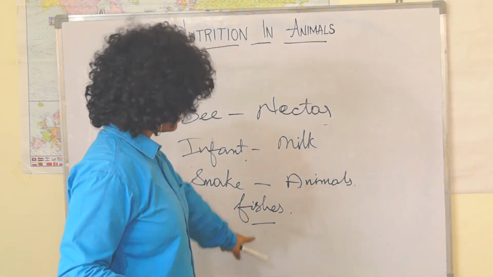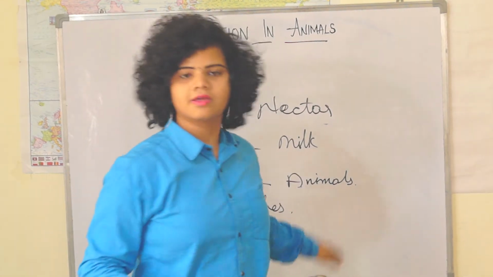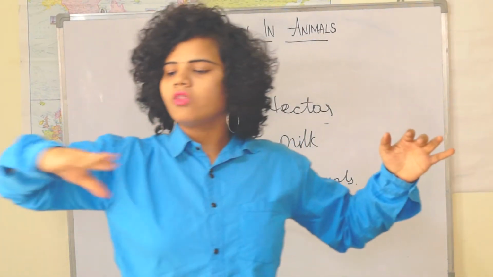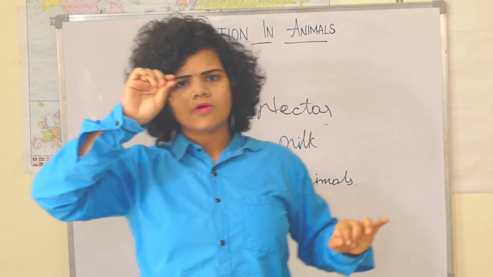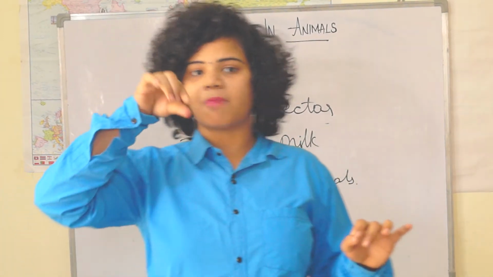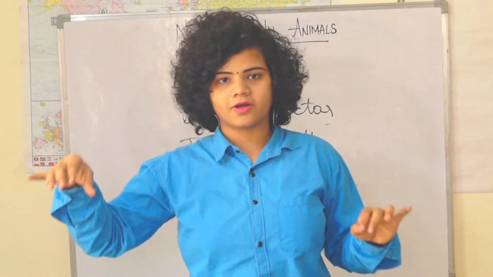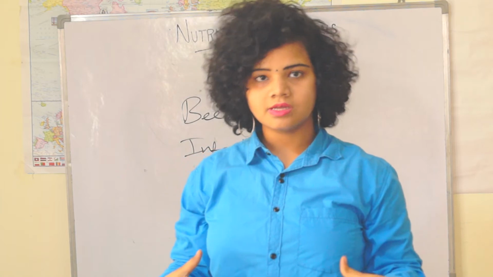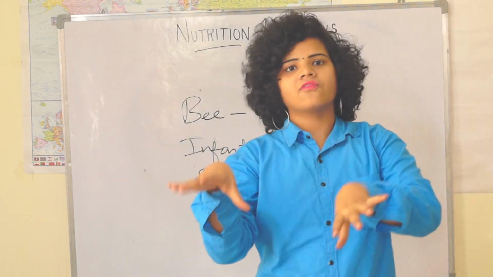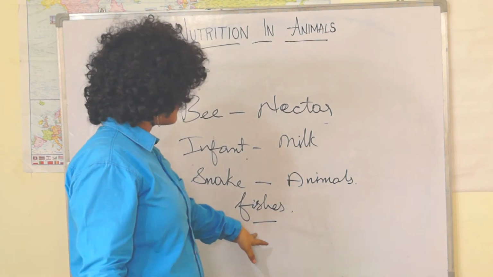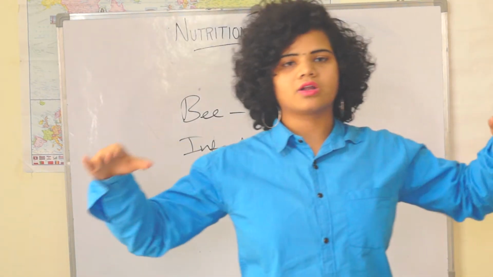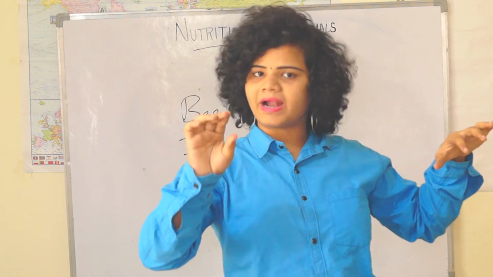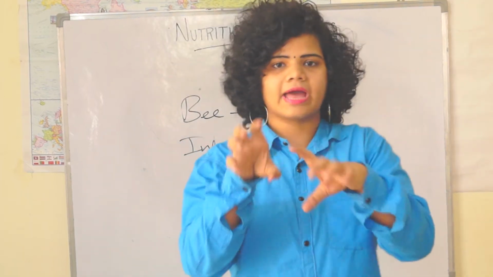And you have the fishes. So what is the mode of nutrition for the fishes? You have water where some small, tiny food particles are floating. So the fishes go here and there, like this, they go up and grab the food and they eat it. So this is how the mode of nutrition is in the aquatic animals. They go and they grab it and they eat it.